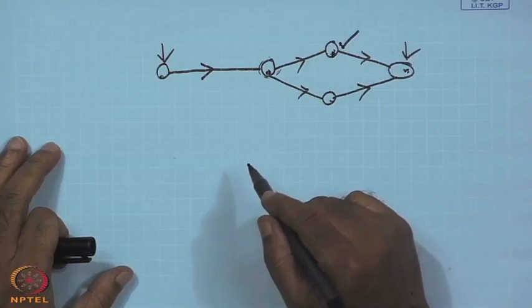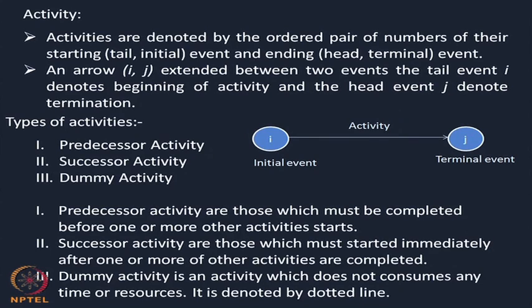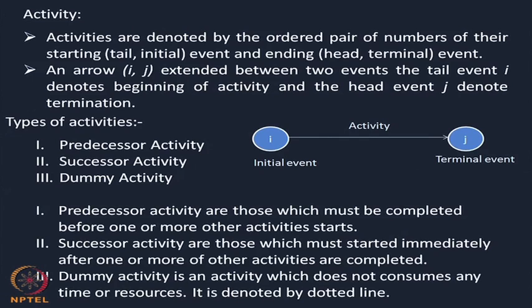And there is one more type of activity which we call the dummy activity. A dummy activity is an activity which does not consume any time or resource. It is denoted by a dotted line. So, you may ask, if the dummy activity does not consume any time or resource, why is it required? There must be some reason for which a dummy activity is required.